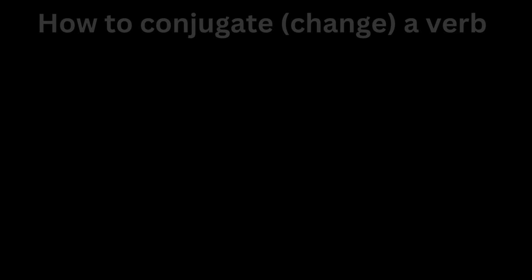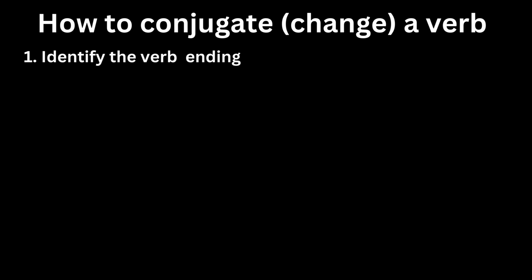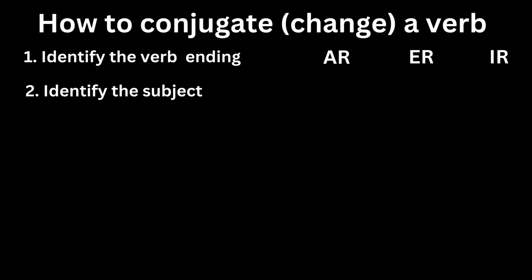Let's do a quick review so you have this. With regular verbs, we have a 5-step process to change the verb to agree with the subject and make a simple descriptive sentence. Step 1, we identify the ending. Is it AR, ER, or IR? Step 2, we identify the subject. In our case, we are using usted because it is the formal, polite way to say you.